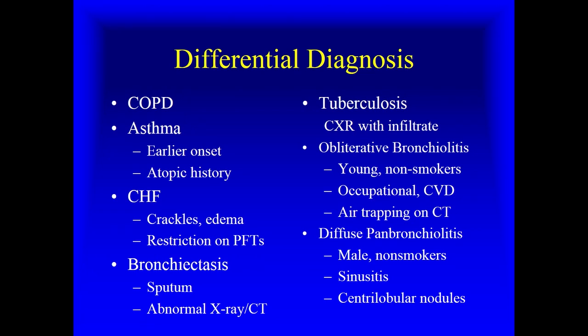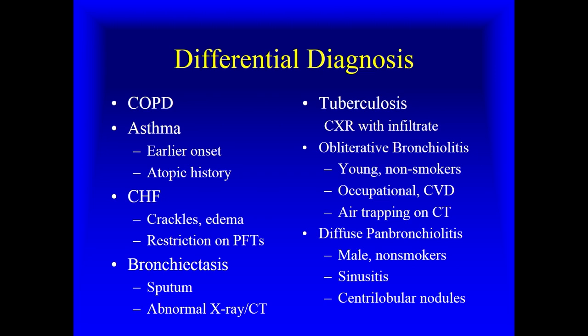In developing countries, tuberculosis is an important differential diagnosis for COPD. We expect to see characteristic changes on the chest X-ray. Some rarer conditions which may mimic COPD include obliterative bronchiolitis, which is a disease that may be found in young non-smokers. There are occupational associations with this disease, as well as associations with collagen vascular disease. An expiratory chest CT scan would show air trapping characteristic of this finding.